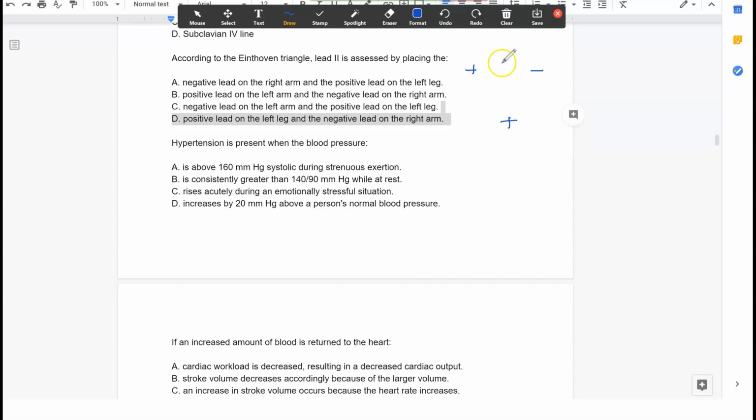Okay, so this is, again, just remembering what the Einthoven triangle looks like. So your answer is going to be, oh, sorry, I had this backwards. Negative, positive. This is the right arm, left arm, legs. A little dyslexic there. So it's going to be a negative lead on the right arm and a positive lead on the left leg, right?